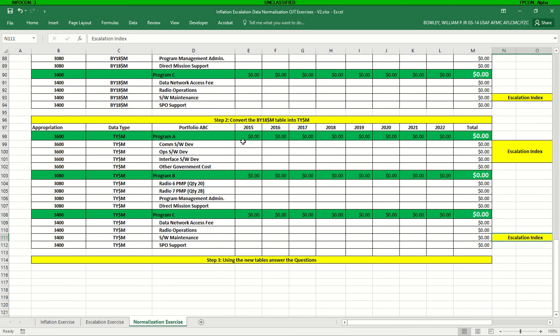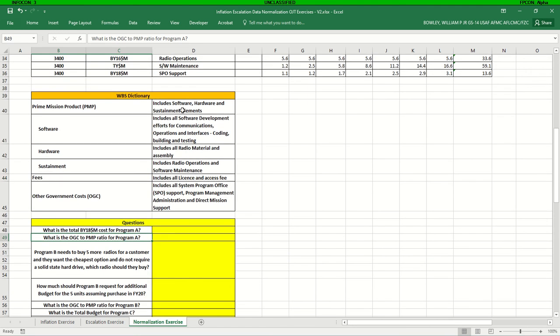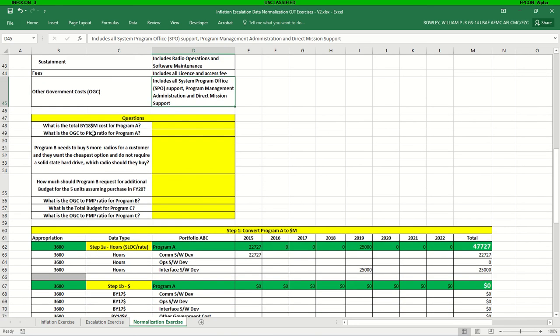And then once you're done with all these steps and the data normalization, you can then move to answering the questions. And here are the questions. The total cost in base year 18 for program A, a ratio comparison between other government costs and prime mission product. So again, we'll want to look at what's included in those elements in order to make sure we can grab the right ratio. We've got a question here about program B.